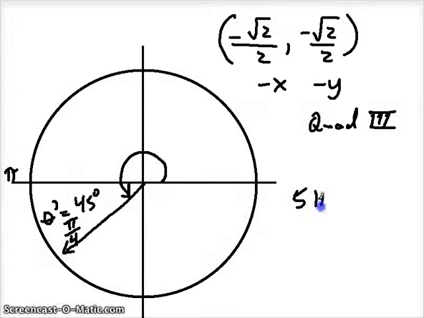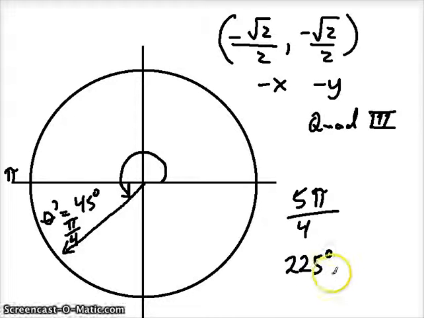So I know that this angle measurement that gives me these coordinates would be 5/4 pi. Or if I was to answer it in degrees, it would be 45 degrees more than 180. So that would be a 225 degree angle measure. Alright, so those are the angles that correspond with those coordinate pairs. Let's do one more.